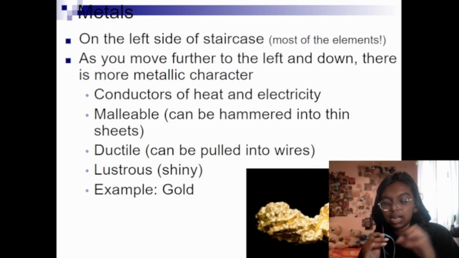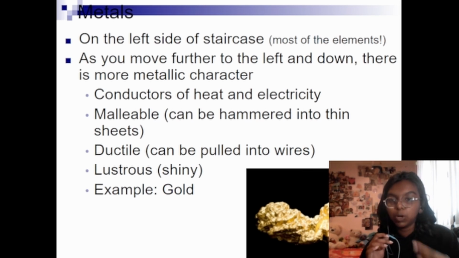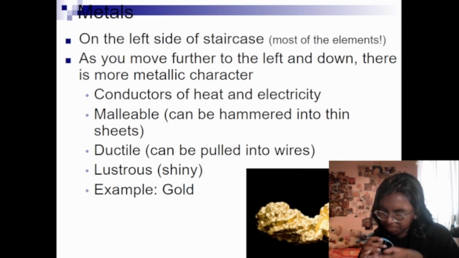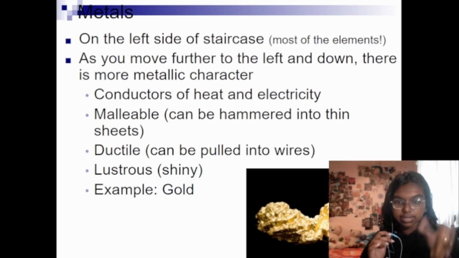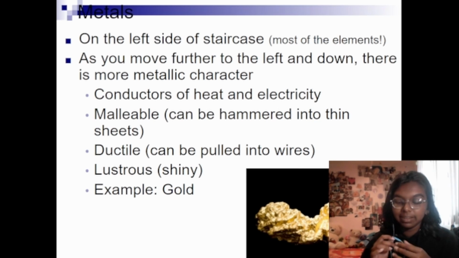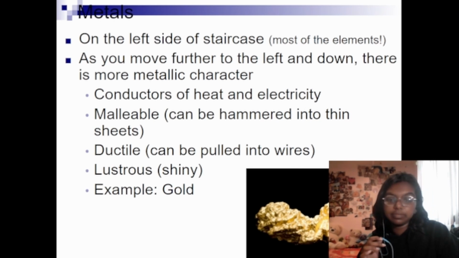Most wires, like electrical wires, are made out of metal because they're ductile. I'm pretty sure I'm pronouncing that correctly, right? Ductile. They're lustrous, they're shiny. Most metals are pretty shiny, right? And an example is gold. Who doesn't love gold, right?